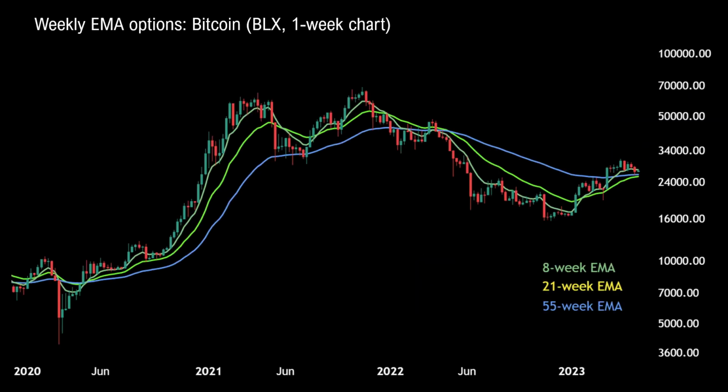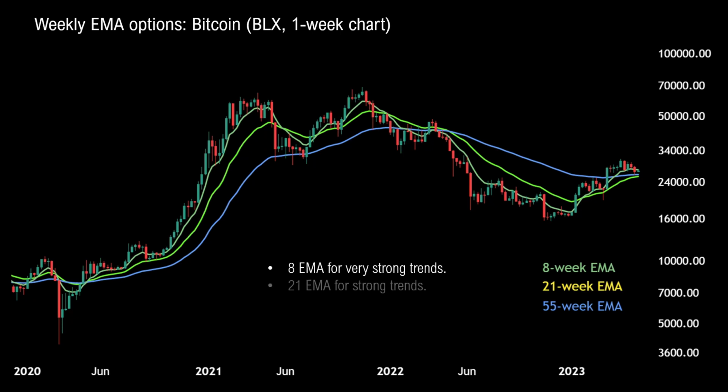So when it comes to weekly EMAs, there are 3 that traders typically like to use, and we can see these here on the Bitcoin 1-week chart. First, there's the 8-week EMA in green. This can act as price support in very strong uptrends and as price resistance in very strong downtrends, like we see here on the Bitcoin 1-week chart.